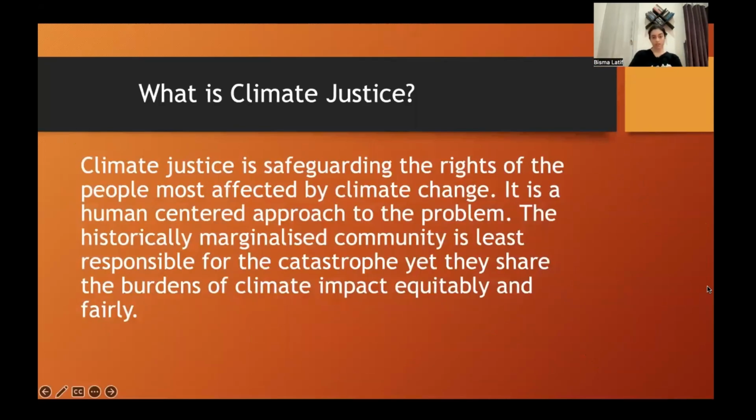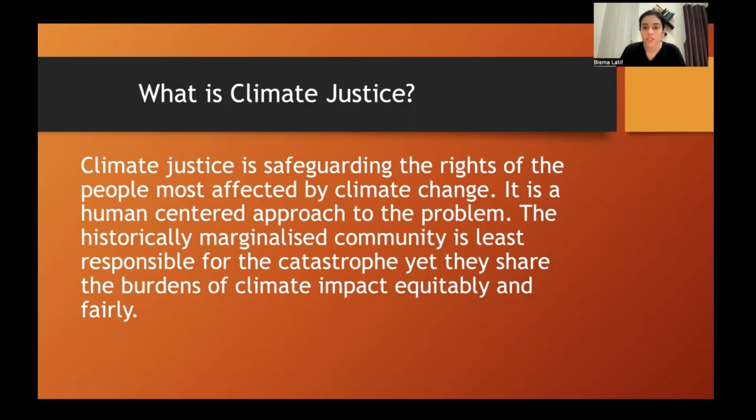What is climate justice? I think this term would be new for some of you, but climate justice is safeguarding the rights of the people most affected by climate change. It is a human-centered approach to the problem. The historically marginalized community, which is least responsible for the catastrophe, yet shares the burden of the climate impact equitably and fairly. This simply means that we are the ones with cars and ACs, we release aerosols, we emit carbon. Our role and our contribution to climate change is the greatest. Still, we are untouched by these catastrophes.